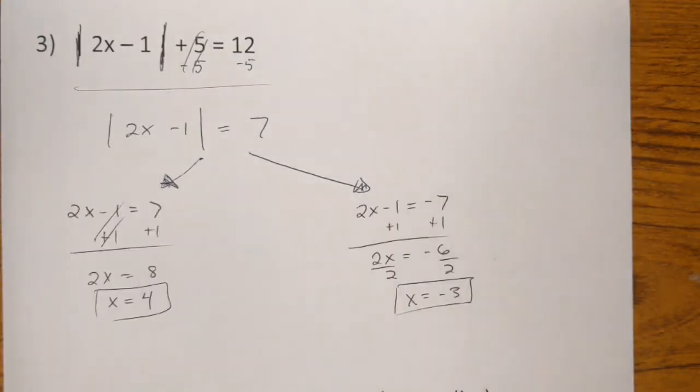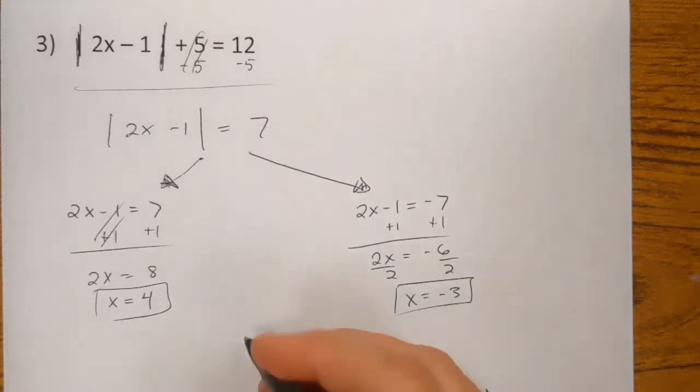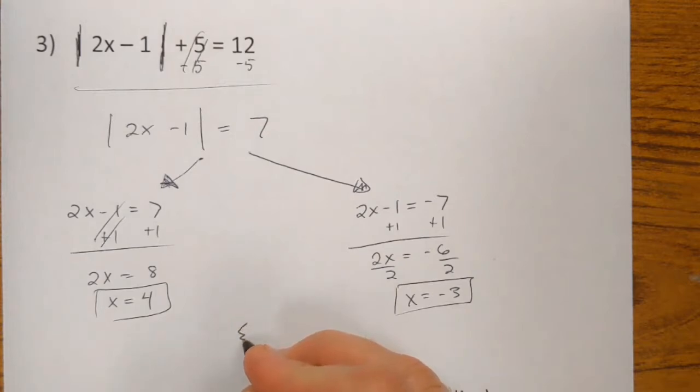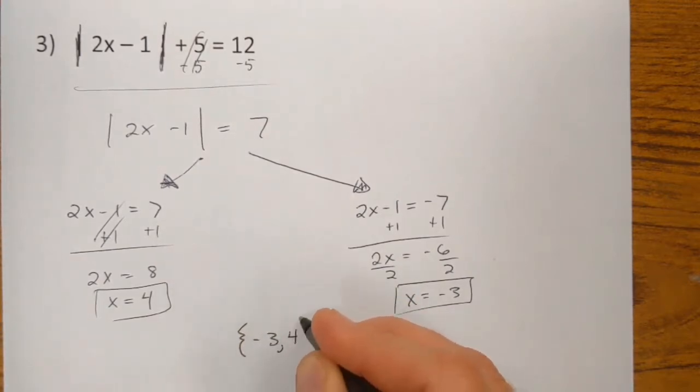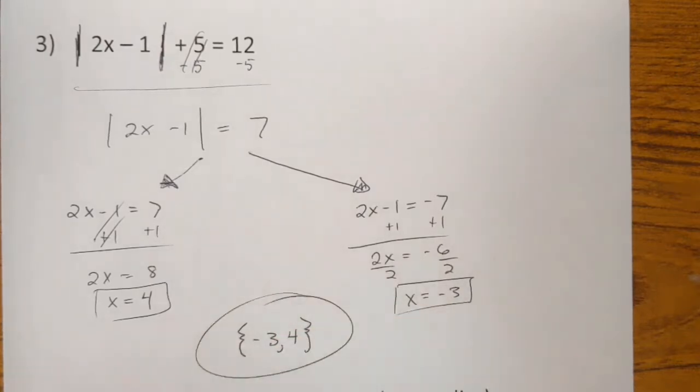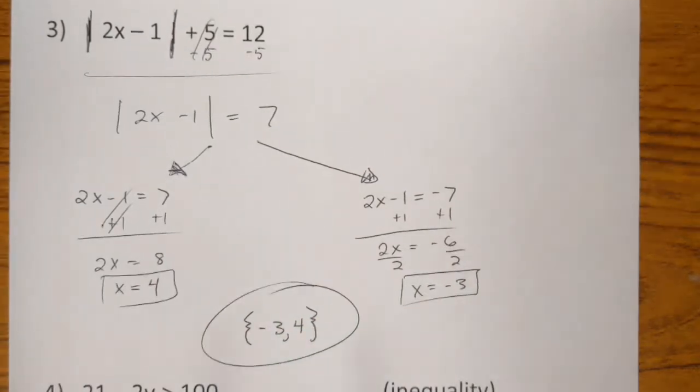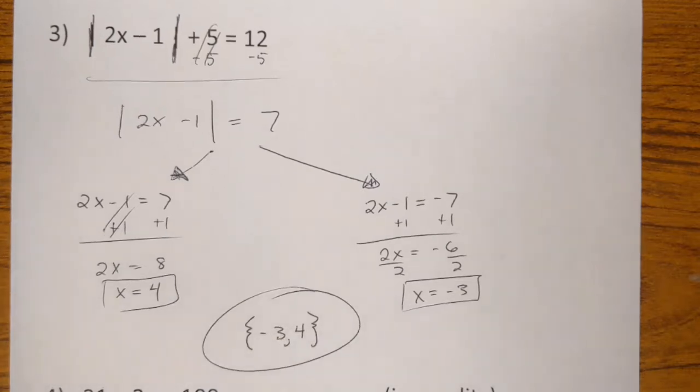And hopefully you came up with these solutions where x is equal to 4 and x is equal to negative 3. Now remember, when we write our solutions as a set, we want to go from least to greatest. So here is my solution set. And when you write your solutions as a set, that means not only are these two of the answers, it actually means these are the only two answers. There is no other answer that will work other than negative 3 and 4.